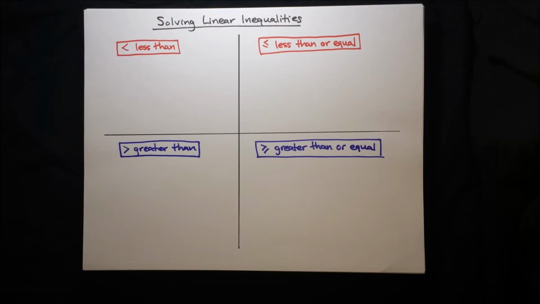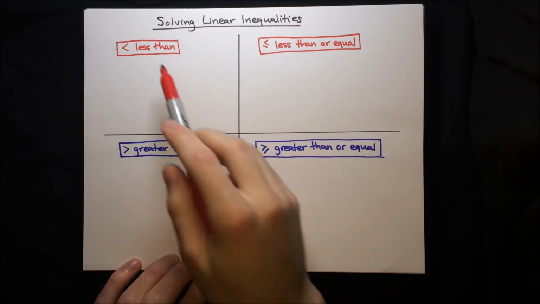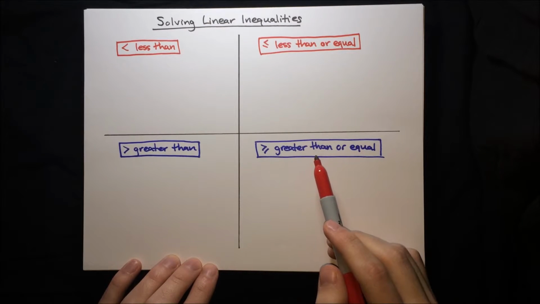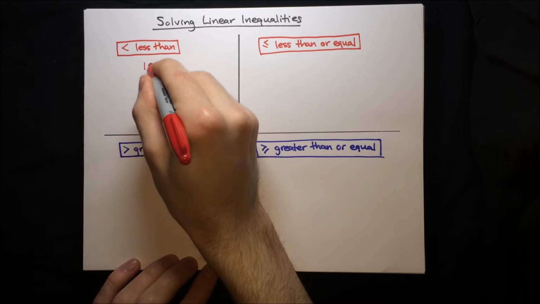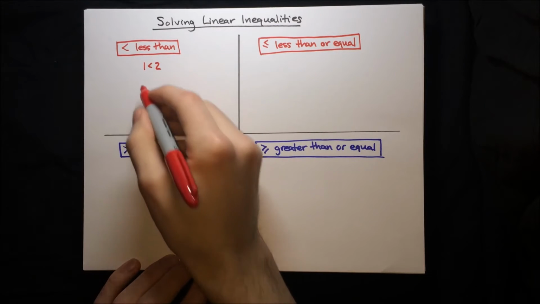In this video, I'm going to show you how to solve linear inequalities. There are four types of inequalities: less than, less than or equal, greater than, and greater than or equal. Here are a couple examples. First of all, 1 is less than 2, because 1 comes to the left of 2 on the number line.